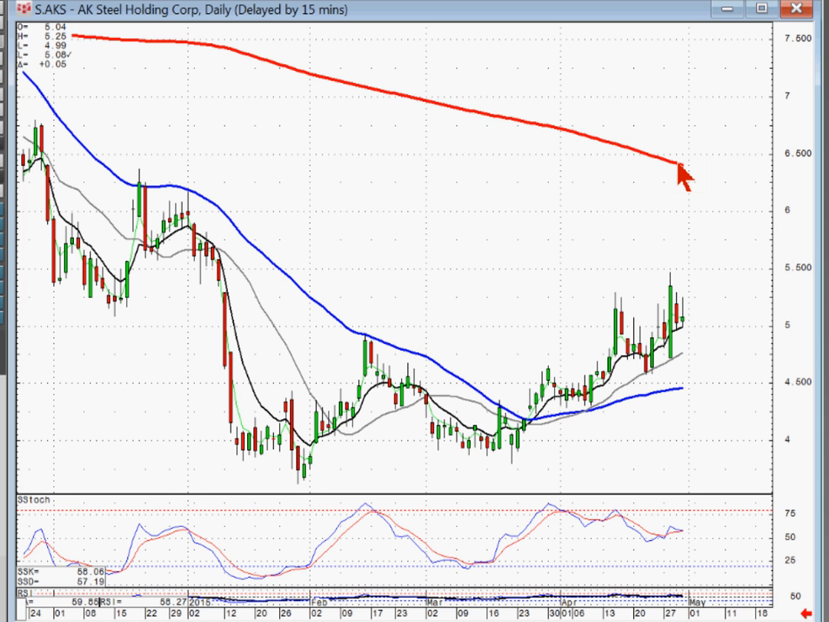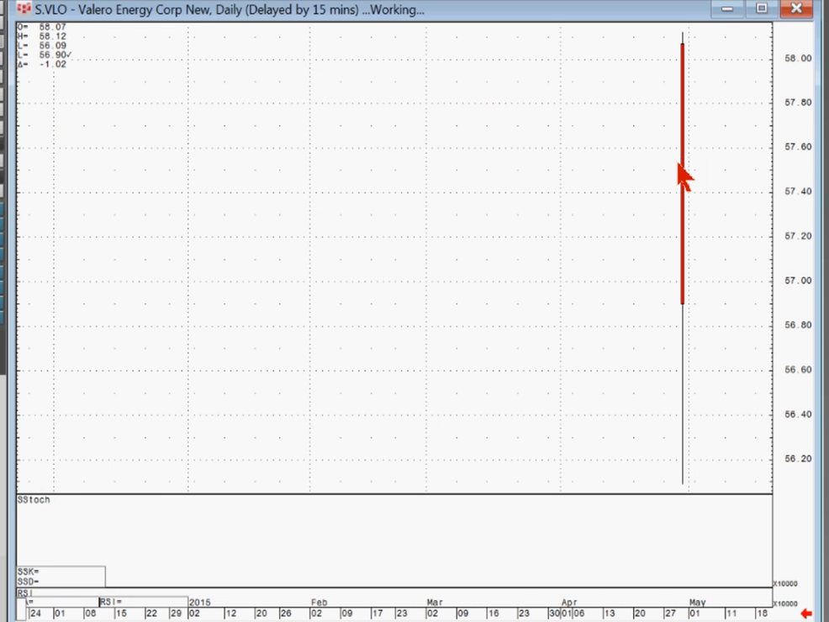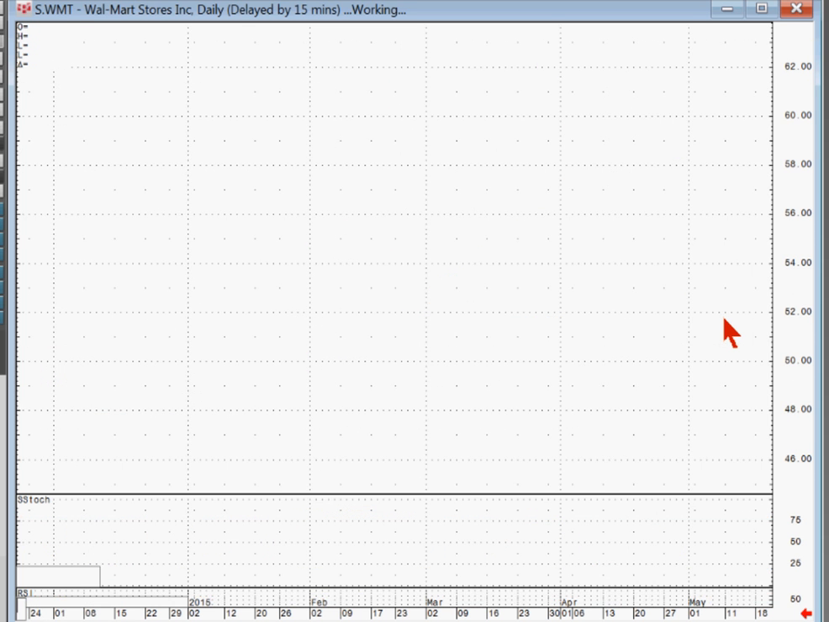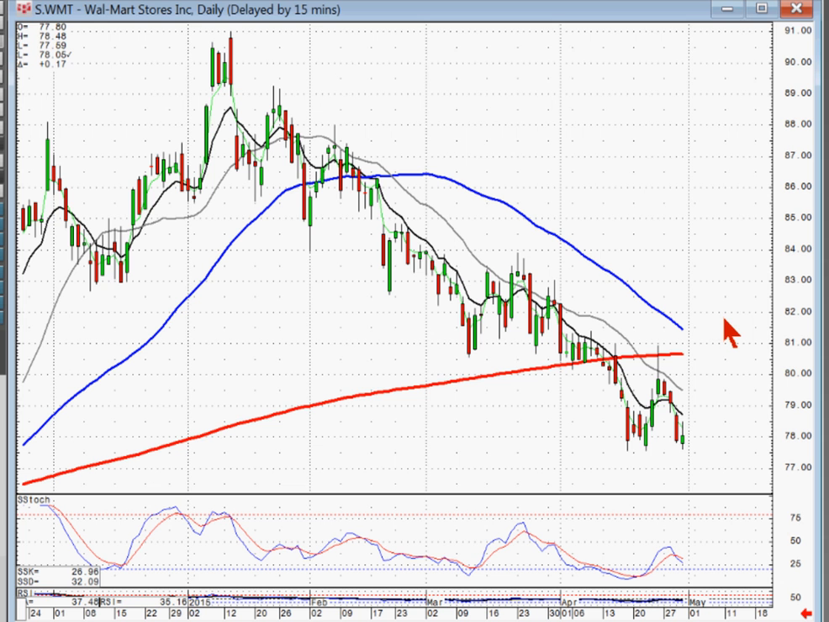AK Steel. You're in a very slow uptrend, obviously. You can stay with this as long as it doesn't close below the T-line. Valero. Whoops. Valero, you have to be short this one right now. There's a blue ice failure, which means here's your next target. Walmart, you want to stay short. So you see a buy signal.